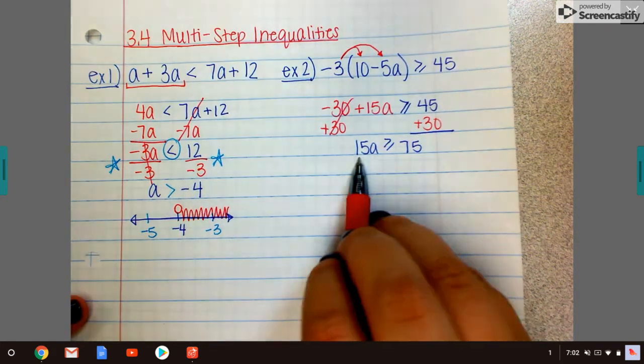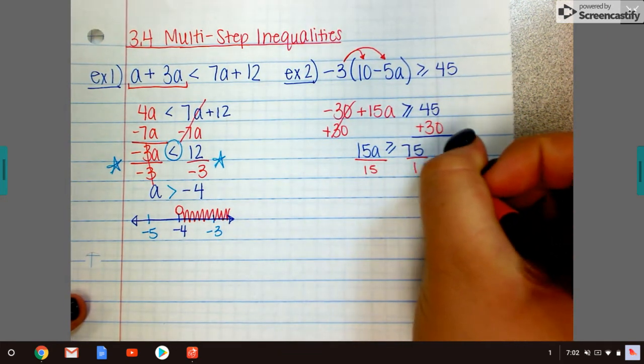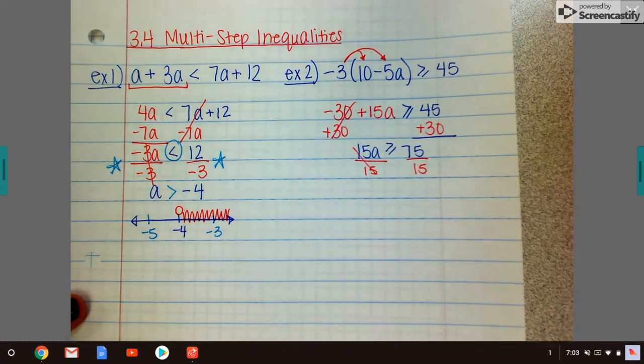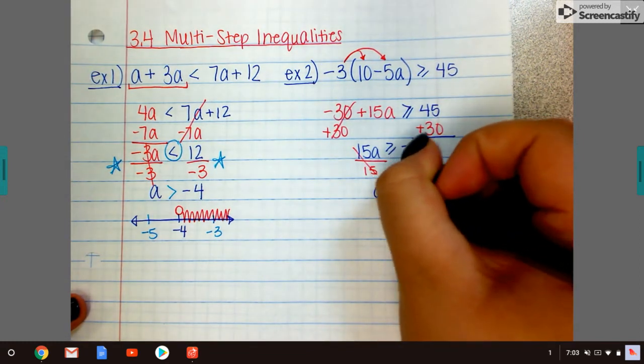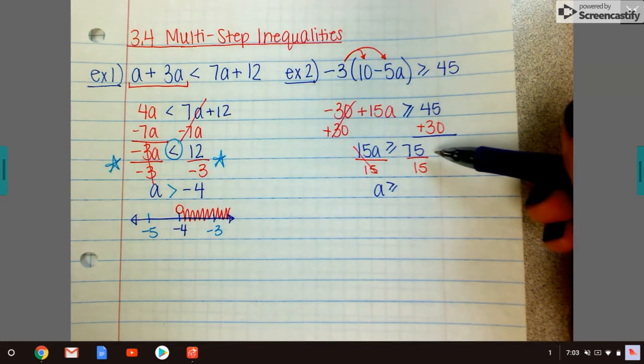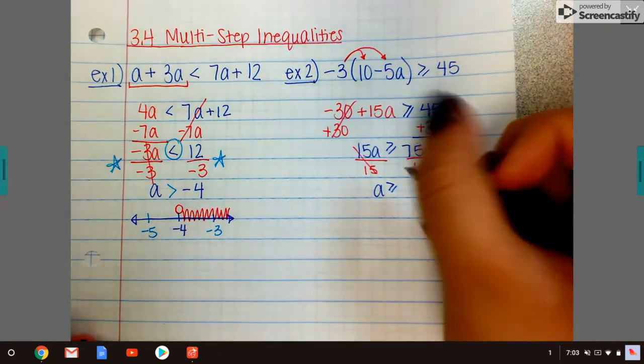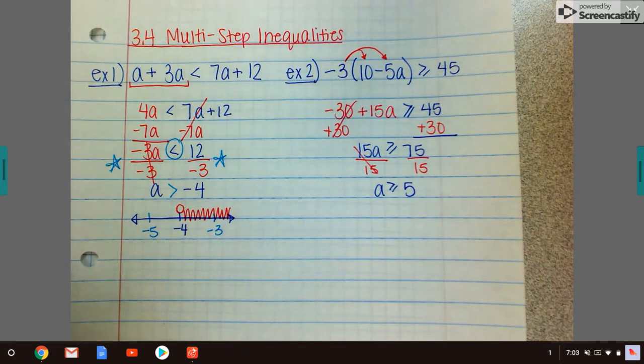Last step, right now 15 is getting multiplied by a, so divide both sides by it to make it go away. I now have a is greater than or equal to 15 goes into 60 4 times like the clock. So this is just one more than that. So that's 5 times that 15 goes into 75.